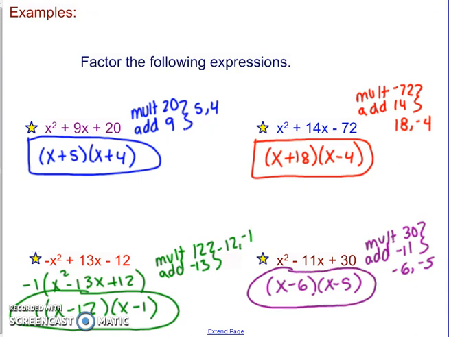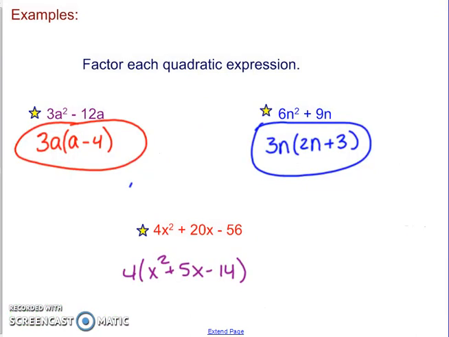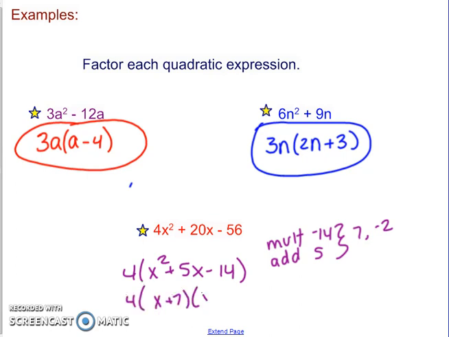So if we go back to one of our earlier examples that we left alone, okay, now we know how to factor the rest of this. So we have x squared plus 5x minus 14. So in this case, we need to find two numbers that multiply to negative 14 and add to positive 5. So one should be positive, one should be negative. So we can use 7 and negative 2. So we're going to keep that 4 on the outside, and our factors would be x plus 7 and x minus 2.